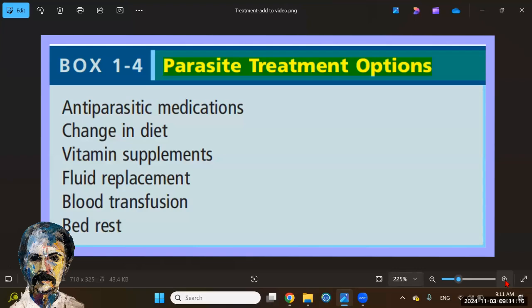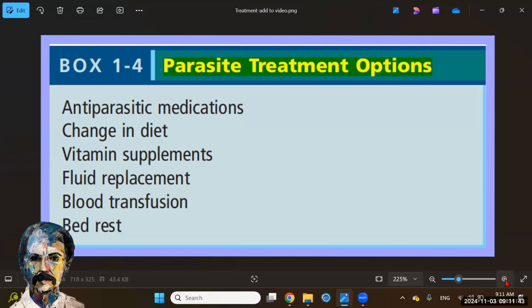Vitamin supplements. When you have hemoglobin going down and vitamin deficiencies due to some parasites, like Diphyllobothrium latum, the fish tapeworm, it causes deficiency in vitamin B12. So if you have this infection, you have to be supplemented with vitamin B12. If you have anemia, you have to be supplemented with iron.